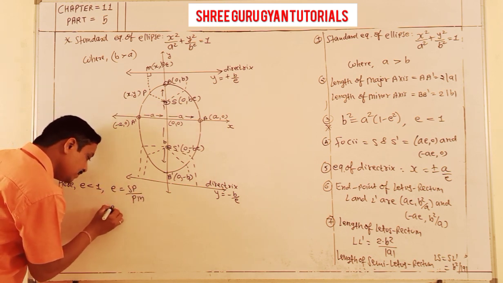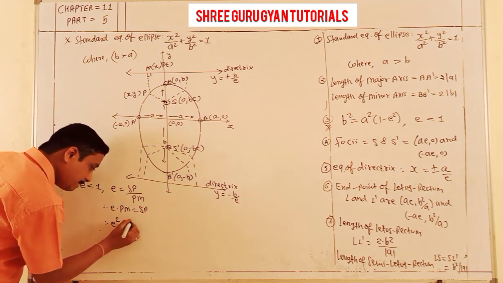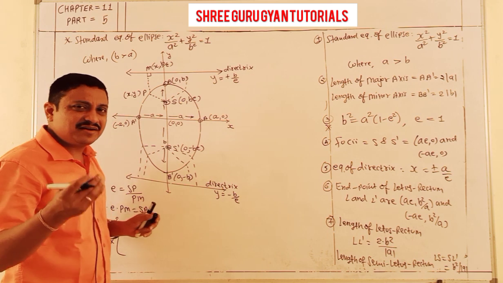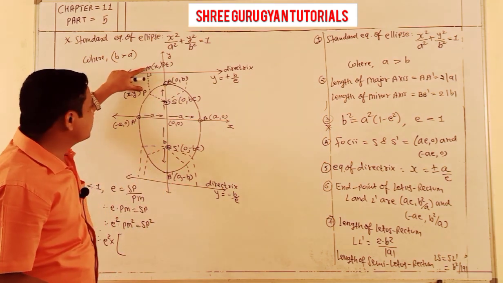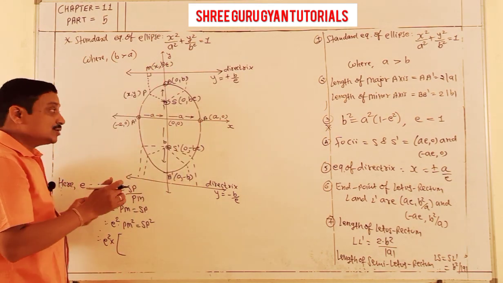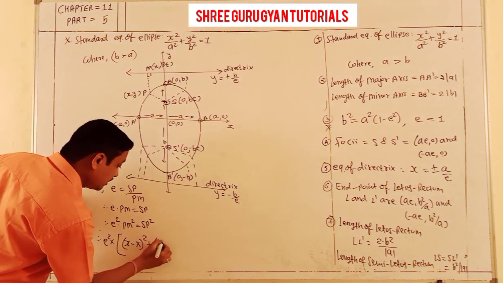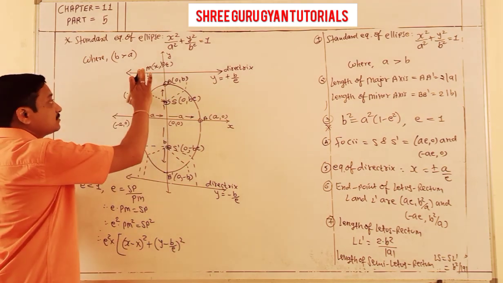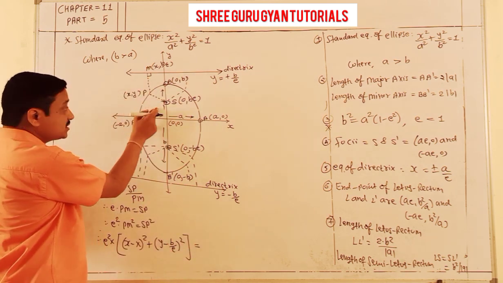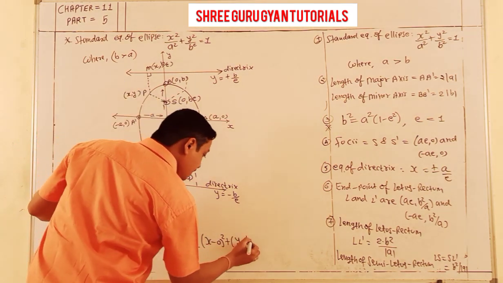SP by PM. So e into PM is SP. So e square PM square is called SP square. Now, students, apply the simple distance formula. This P to M: x coordinate is x, and y coordinate is b by e. This length is x cover. So x minus x whole square for P to M, and y minus b by e whole square. Similarly, now S to P, this distance: x minus 0 square and y minus b whole square.